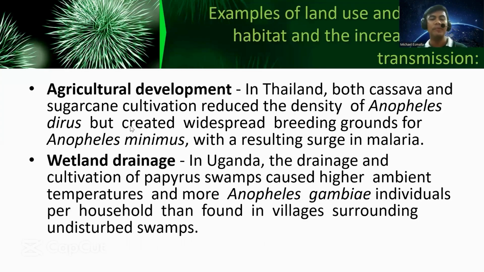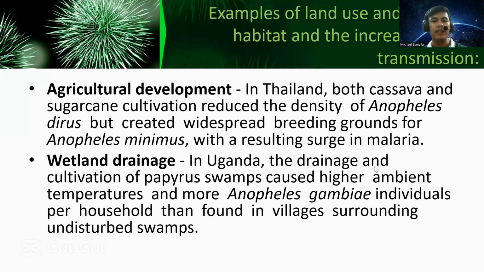Another factor, guys, is agricultural development. In the case of Thailand, both cassava and sugarcane cultivation reduce the density of Anopheles dirus, which is actually good, right? The mosquitoes of the species Anopheles dirus lessened. But the problem is that sugarcane and cassava became breeding grounds for Anopheles minimus, which is another mosquito species that is also a vector, and it became widespread, and again the cases of malaria increased.